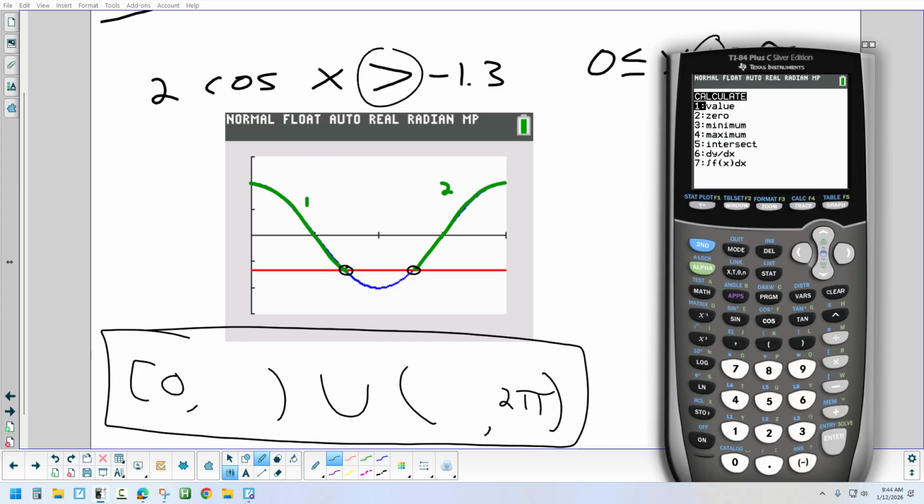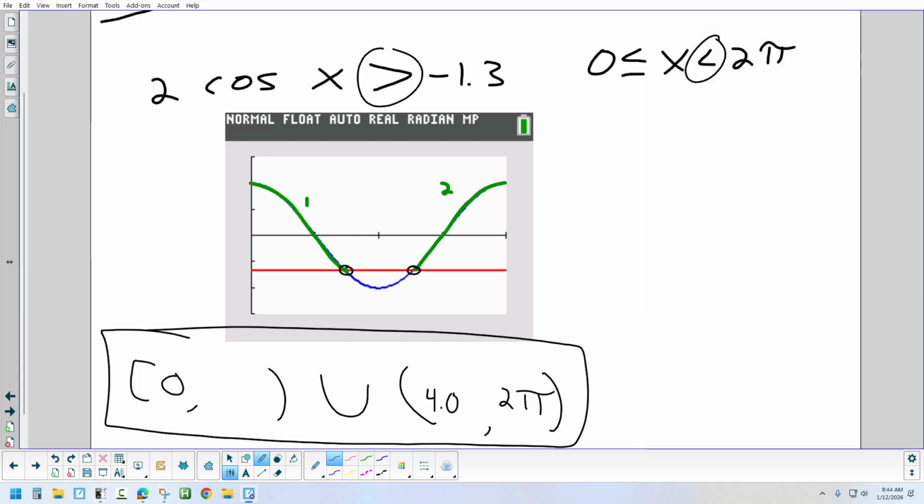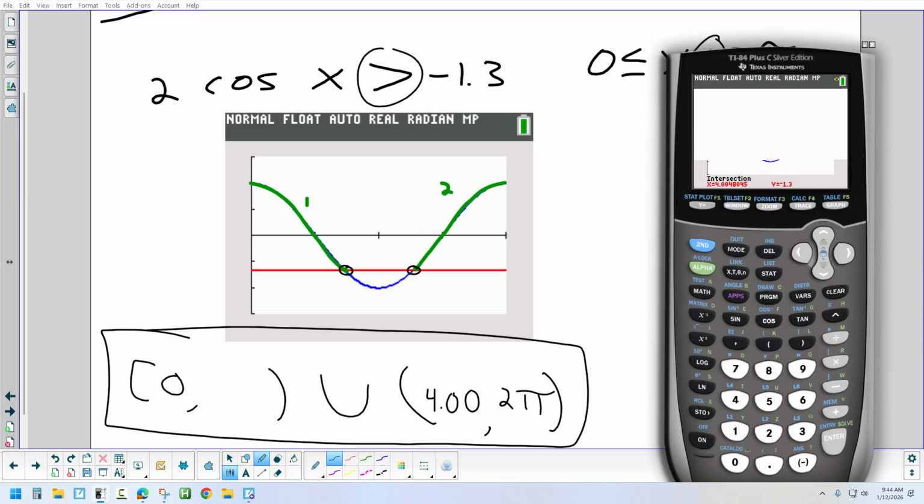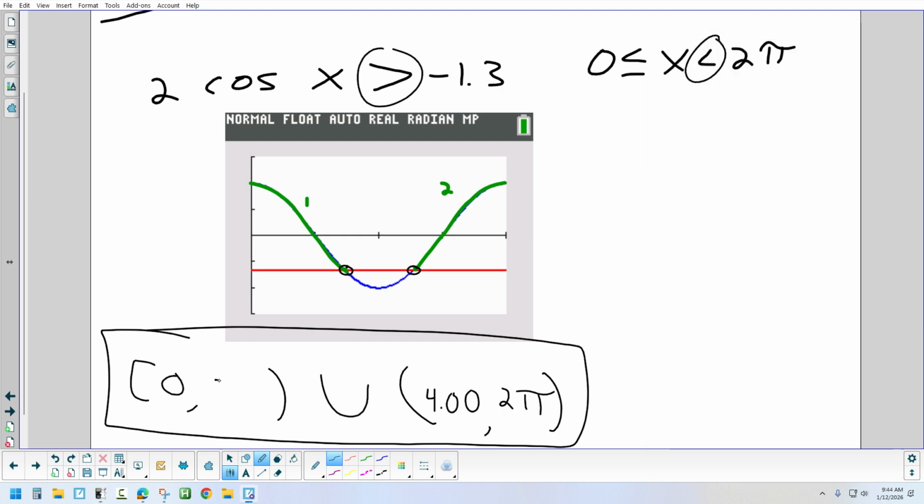So let's do second calc intersect. So interval 2 starts at, well, we'll call it 4.00, if we're rounding to 2 decimal places. And interval 1 ends at 2.28. And that's how you write your answer to an inequality.